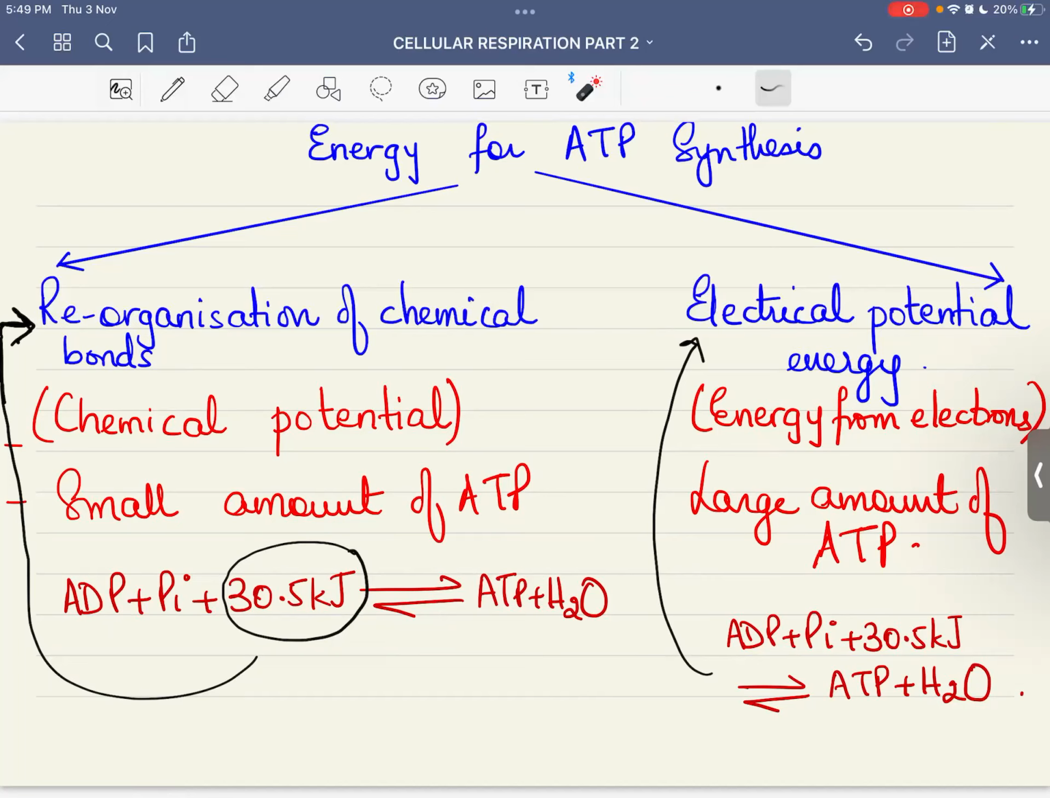The large amount of the ATP, or in other words, the majority amount of the ATP is generated through the energy of these electrons. अगर आपसे कोई पूछे कि from where does the body get energy for ATP synthesis? So your answer will be, it gets it by two ways. Way number one, through reorganization of the chemical bonds and way number two, through the electrical potential energy. Through the reorganization of bonds से थोड़ा सा ATP बनता है, बहुत थोड़ा सा, but सबसे ज़्यादा majority जो ATP बनता है ना, it comes from the electrical potential energy.